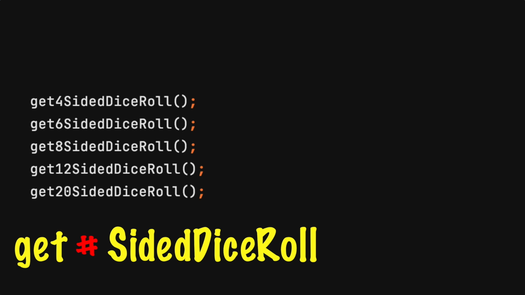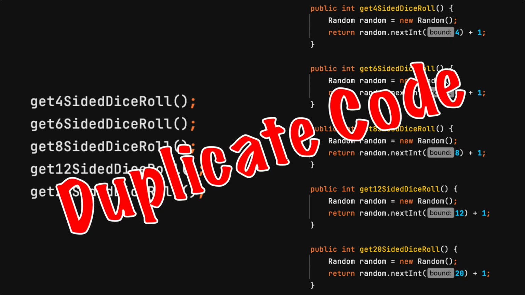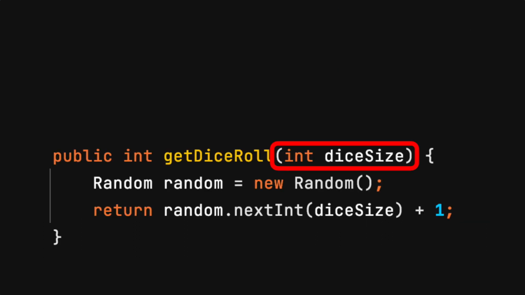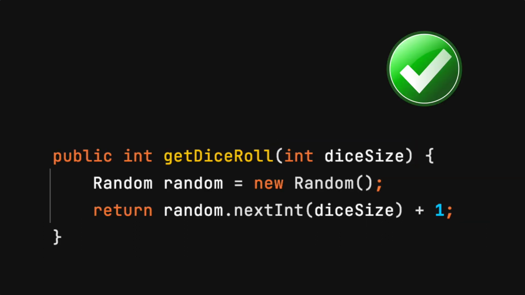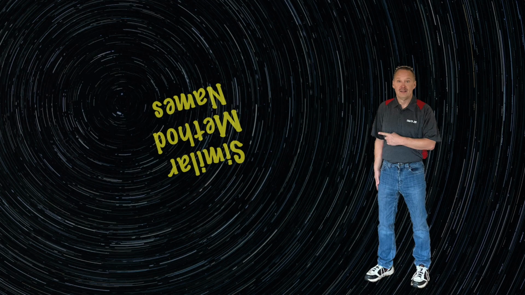Method names can be nearly identical. Look at these 5 methods. Nearly duplicate names could be a clue of duplicate code. Looking at the implementation of each method, notice only this number is different. This is duplicate code. If these values were replaced with a parameter variable, all 5 methods could be reduced to just 1. Watch for similar method names. There may be an opportunity to take advantage of a parameter value.